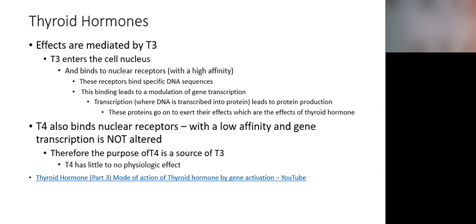So what is the mechanism of T3? Well, it enters the cell nucleus and binds to receptors in the nucleus. These receptors bind specific DNA sequences, which lead to modulation of gene transcription. Gene transcription is where DNA is transcribed into a protein. These proteins go on to exert their effects, which are the effects of thyroid hormone.